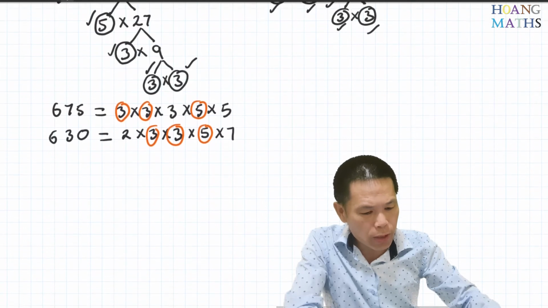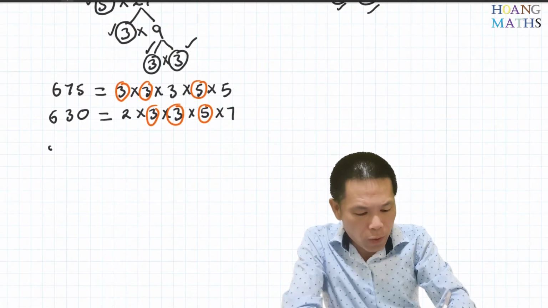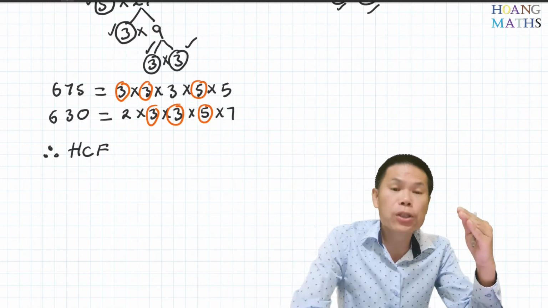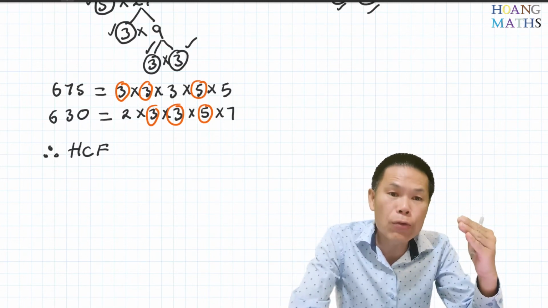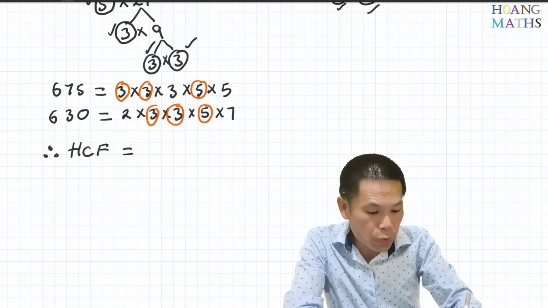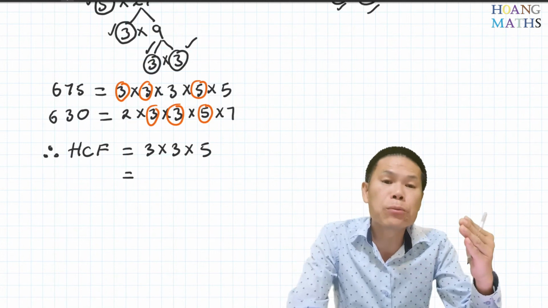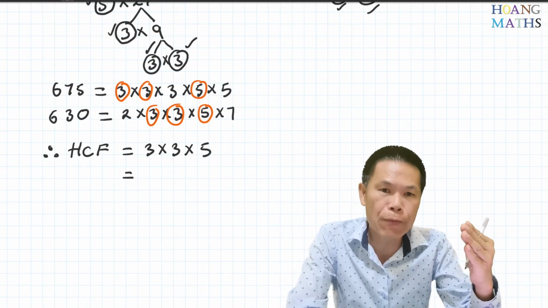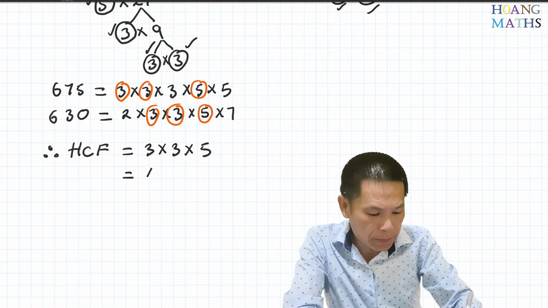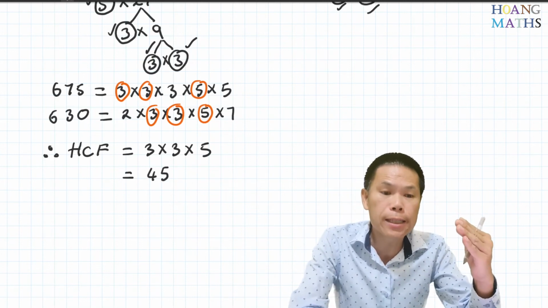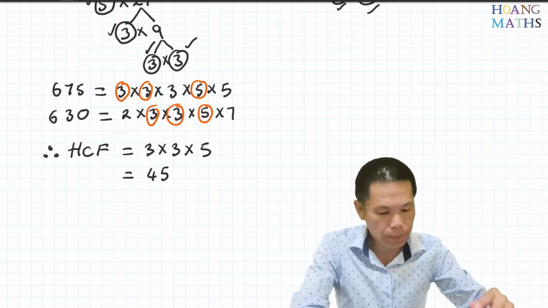So therefore, let me write this down. So therefore, the highest common factor for 675 and 630 is 3 times 3 times 5. And 3 times 3 is 9. 9 times 5 is 45. So therefore, the highest common factor is 45.